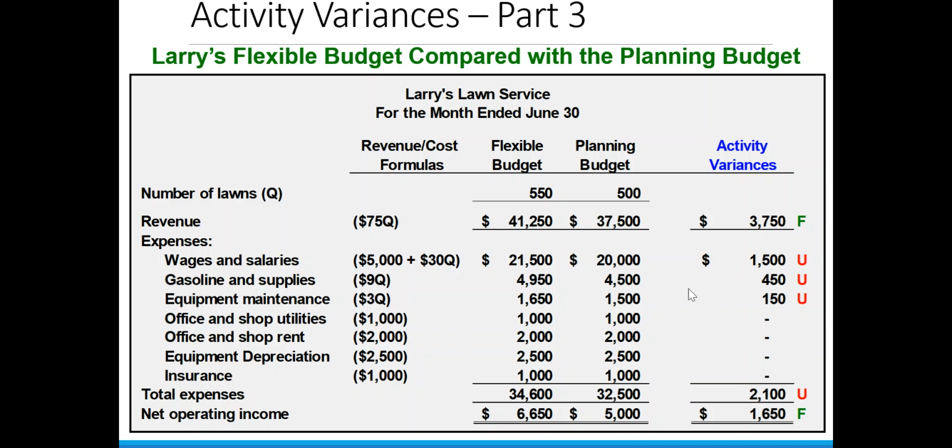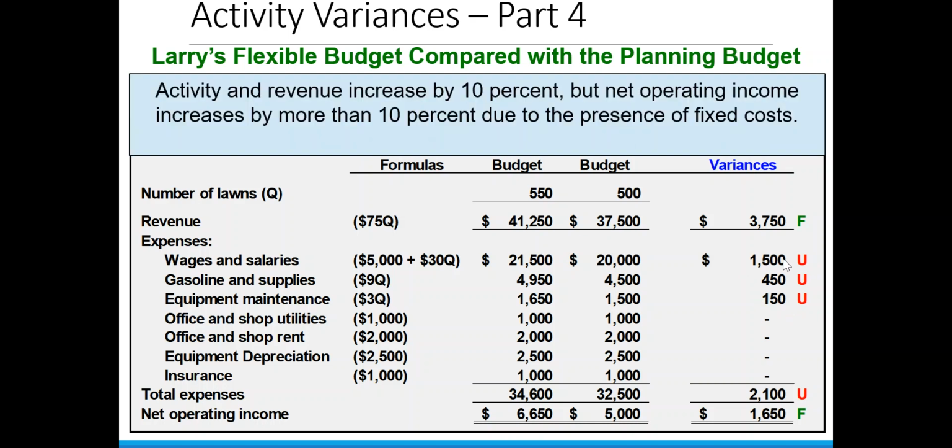And it's not unusual to expect that these three costs are going to be higher because remember we changed the quantity from 500 to 550, and therefore these are going to be expected to be unfavorable variances. If you increase the volume of activity that drives the cost, you can anticipate an unfavorable variance. That's exactly what happens here. So what we see is the activity and revenue increased by 10%, but the income, or net operating income, increased by more than 10% because the fixed costs did not change.